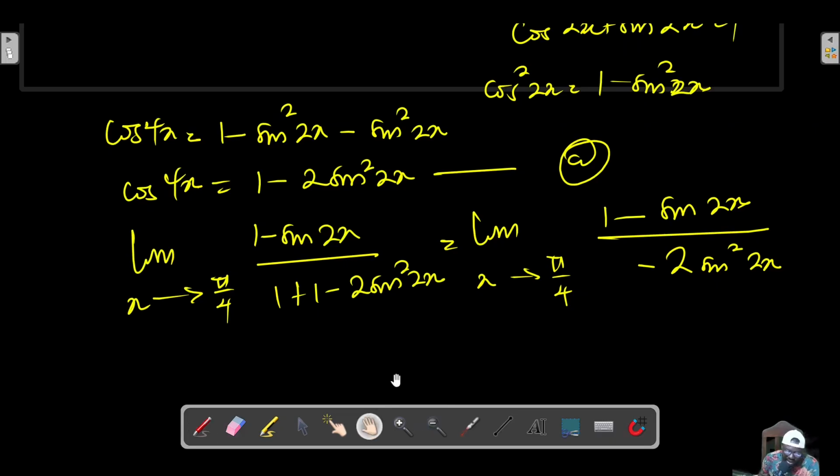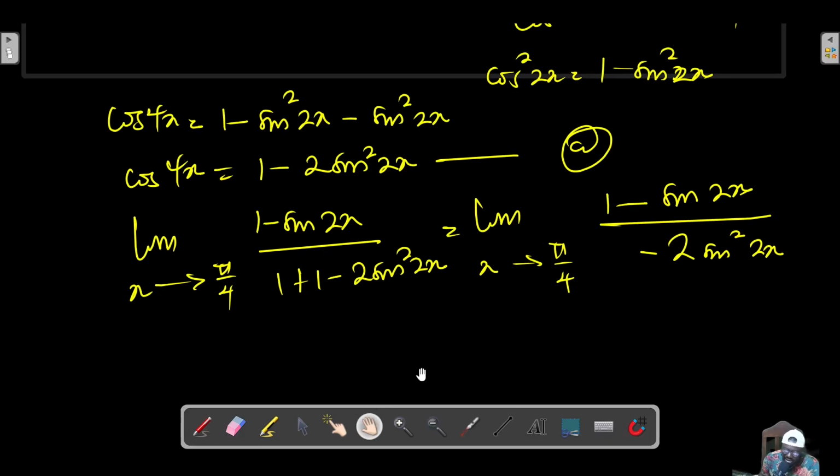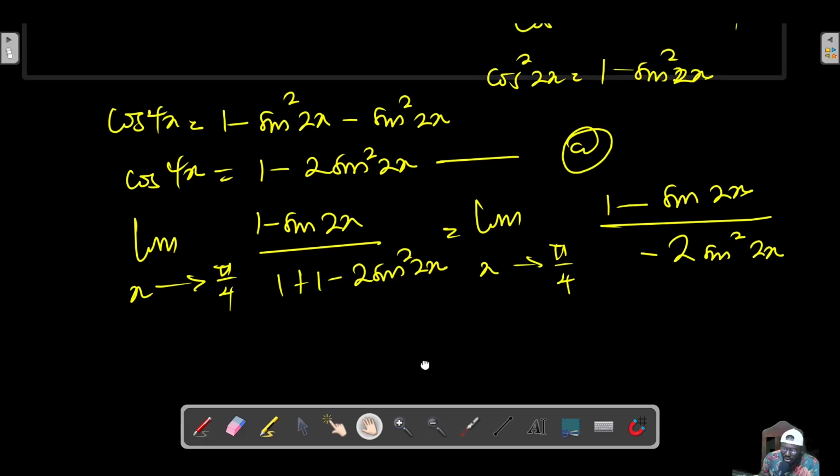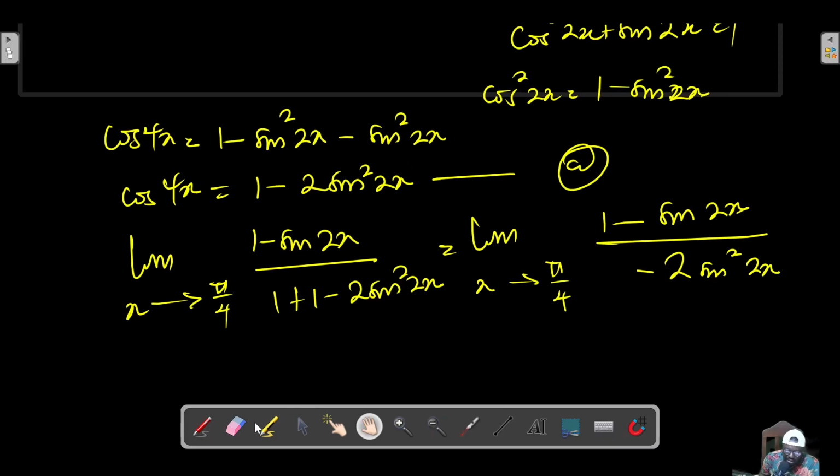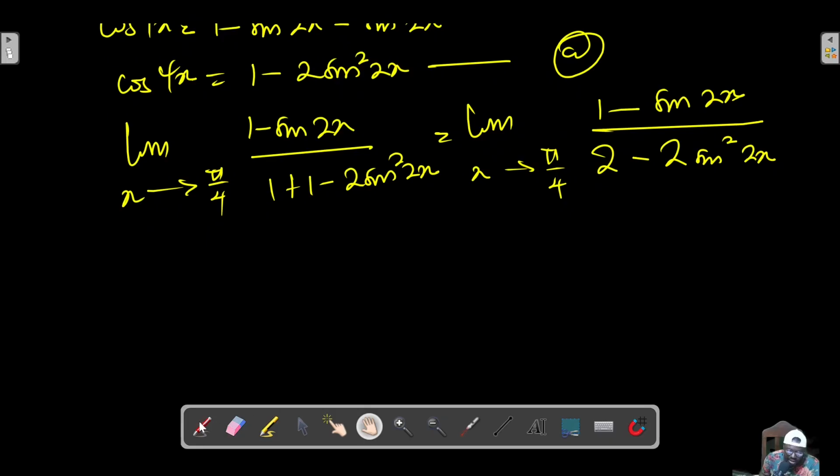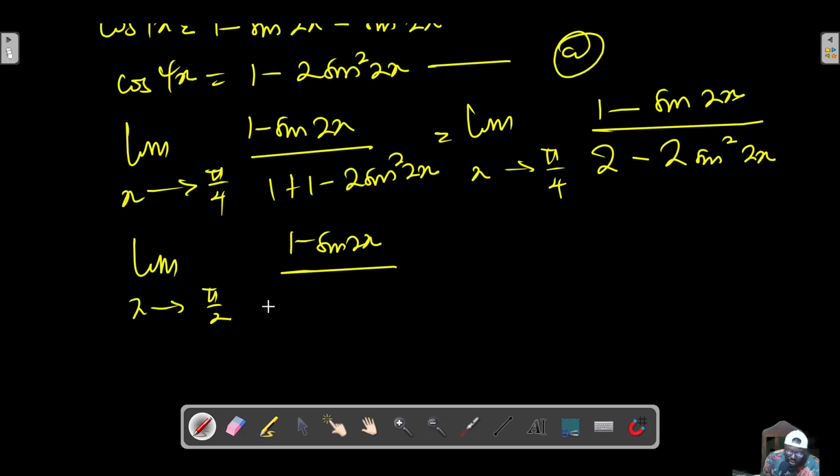So from here, I guess it is simple. Okay. Oh, I think I made a mistake. I forgot to bring the 2. Because I have 1 plus 1, which is 2, so 2 minus 2 sine squared 2x. So from here, the job is done. In the denominator, I can factorize out 2 to obtain 2 times 1 minus sine squared 2x.